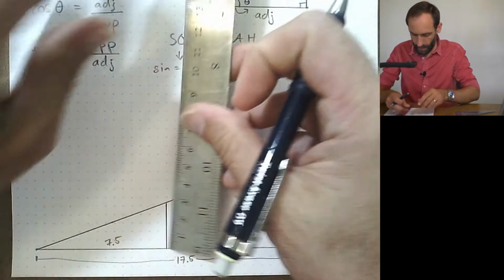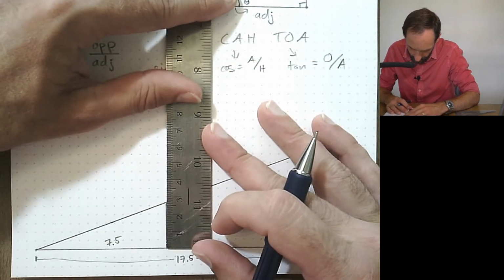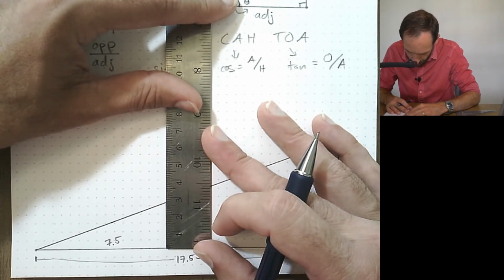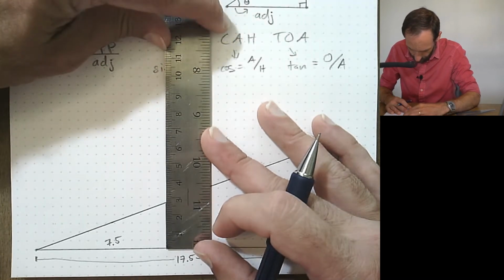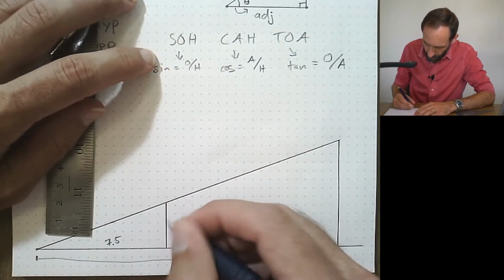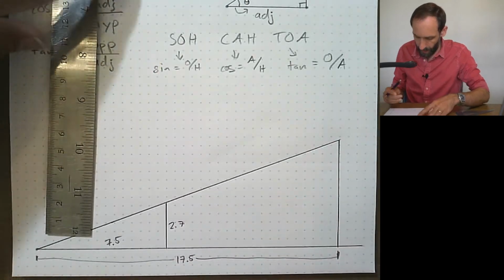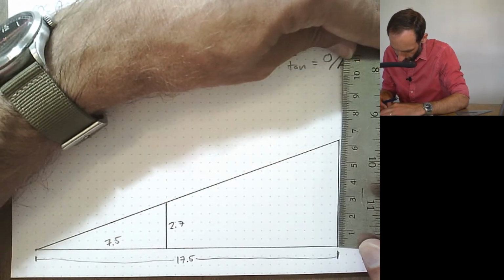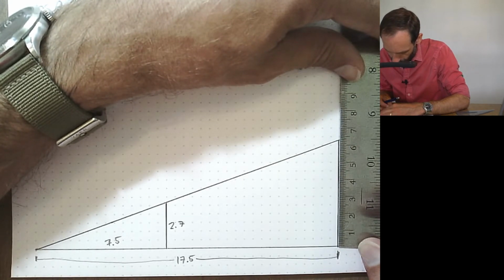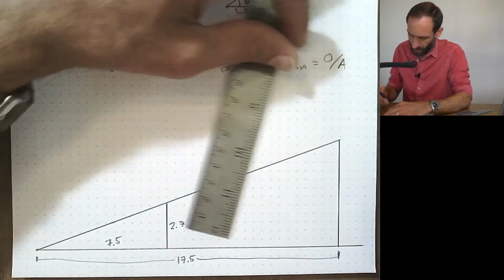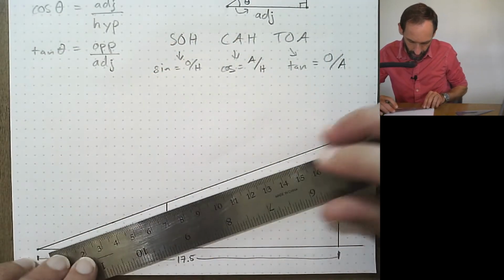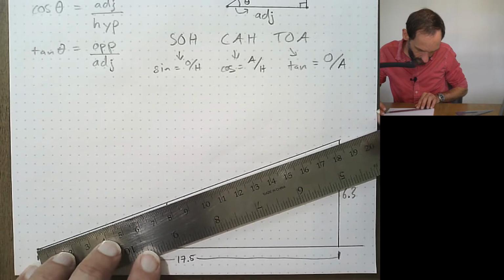Okay, now let's find the lengths of these heights. Let's try to make this as exact as possible. I'm going to go with 2.7 centimeters. And now let's measure the height of this triangle here, the length of that side. And that comes out to 6.3 centimeters. And now we need to measure the hypotenuse for both of these triangles.